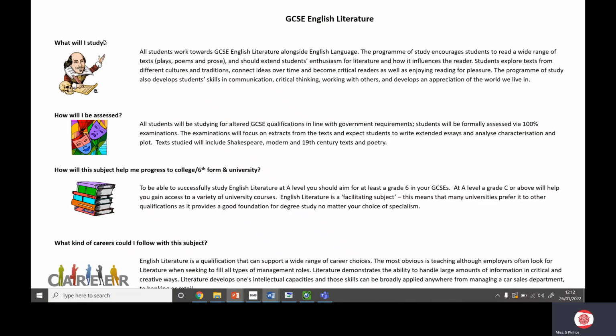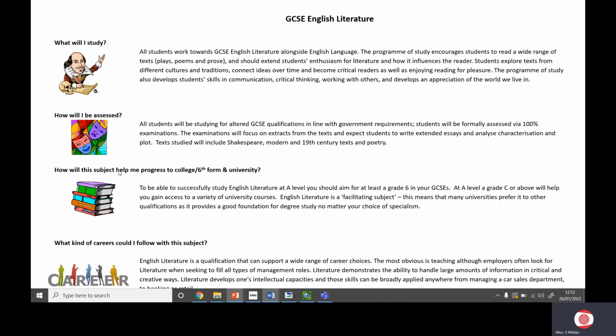So what will I study? We've talked about that. How will I be assessed? Now, for English literature and language, the qualifications are 100% exam. So that means there is no coursework that you will do usually in other subjects. It just means that you will sit an exam on each of those elements that I've discussed at the end of year 11. So it does require lots of discipline on your part in terms of revision and doing the outside work, the homework that you're set, and being prepared for those.